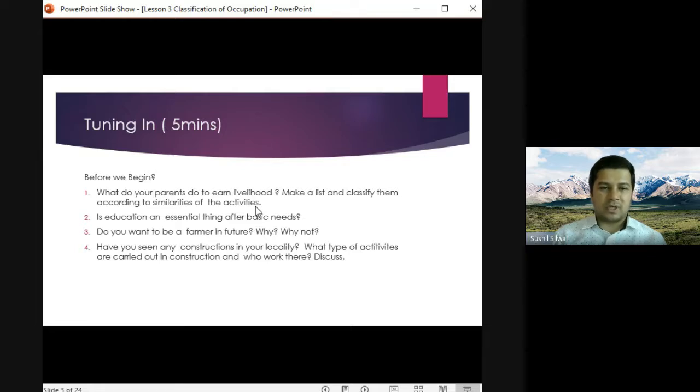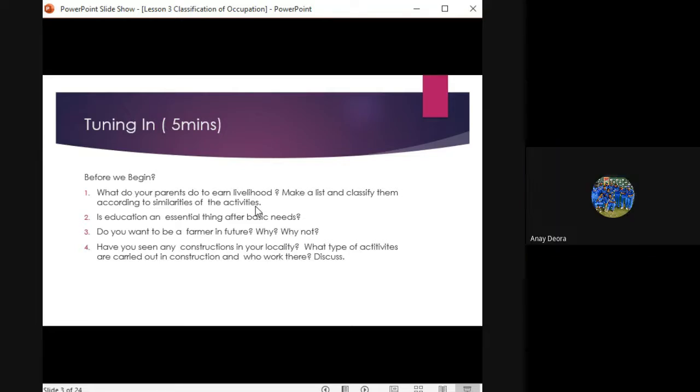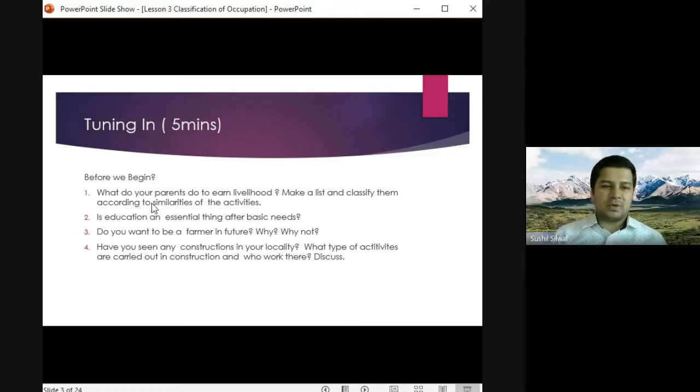All of you, can you write it in your chat box? Sir, do we have to do something in the copy? No, just write it in your chat box, the profession that they do, like you have already done last time. Almost similar. Then we'll classify the differences. You have 1 minute to write it in your chat box.